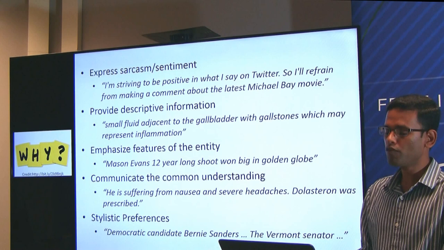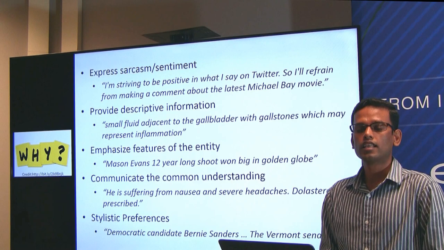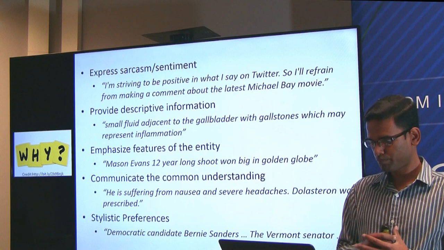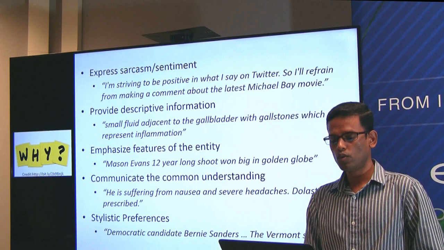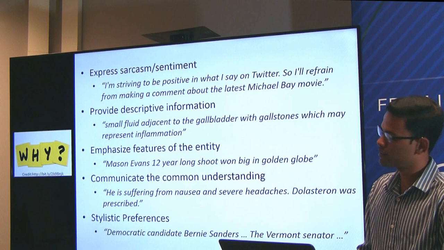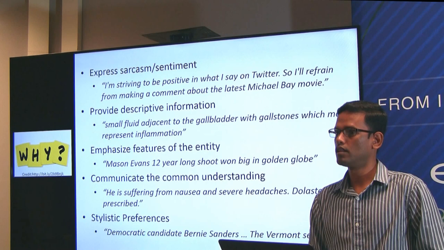Before going into detail, why do we need to express things in an implicit manner? It's not a random scenario, there are genuine reasons to do so. Here are five different examples that we observe. When you express sarcasm or sometimes sentiments, you express them in an implicit manner. The first example here is a tweet, and it has a negative sentiment, or sarcasm, towards the movie Transformers. And there are some other entity names.